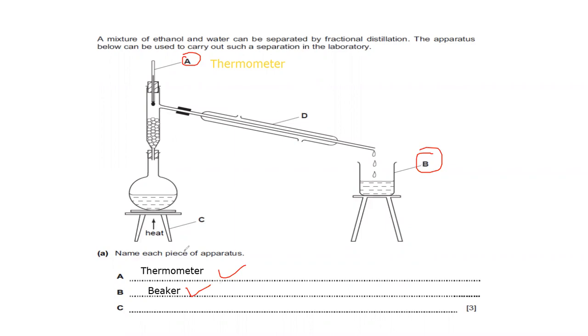And what about apparatus C? D is condenser. Yeah, and C is stand or tripod stand, you can say. And D is a condenser. You can say stand or a tripod stand.